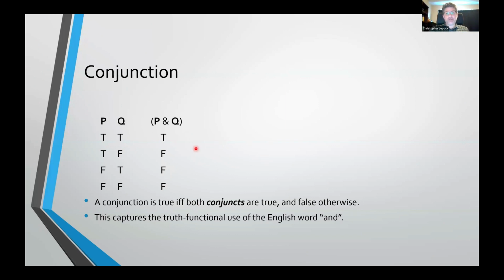Okay, here is the characteristic truth table for conjunction. A conjunction is true if both of the conjuncts are true. You can think of these as inputs, the sentences that are the parts of the conjunction. If both of them are true, then the conjunction is true, and if any one of them or both are false, then the conjunction is false. And this is the truth functional use of the English word and. It captures that.